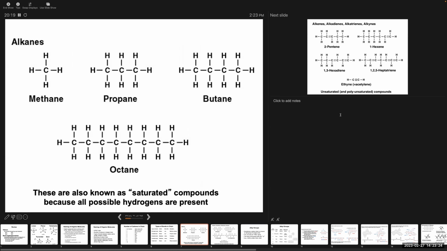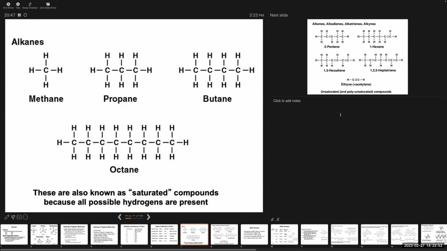So here's some examples of alkanes. So we've got methane. Now in methane, you've only got 1 carbon, so the carbon's not really bonded to any other carbons, but it's single bonded to all of the hydrogens around it. Propane, 3 carbon chain with single bonds. Butane, 4 carbon chain with single bonds. Octane, 8 carbons, all bonded to one another with single bonds.